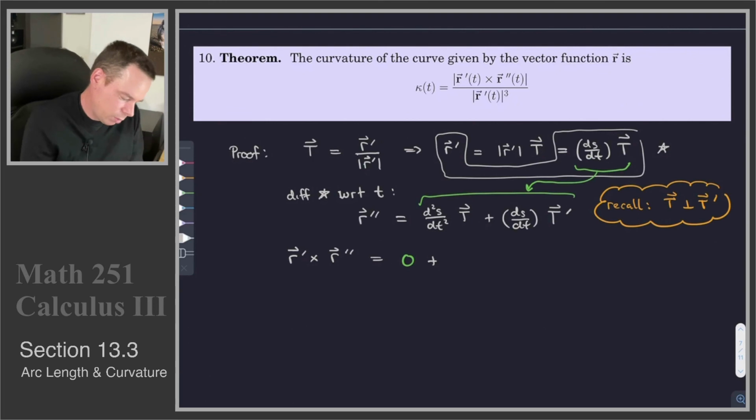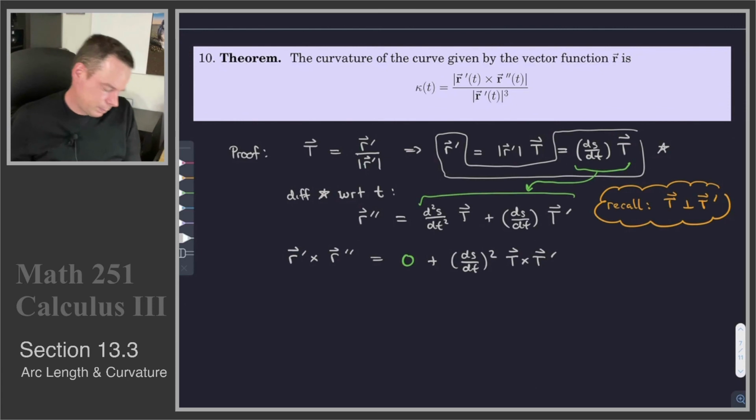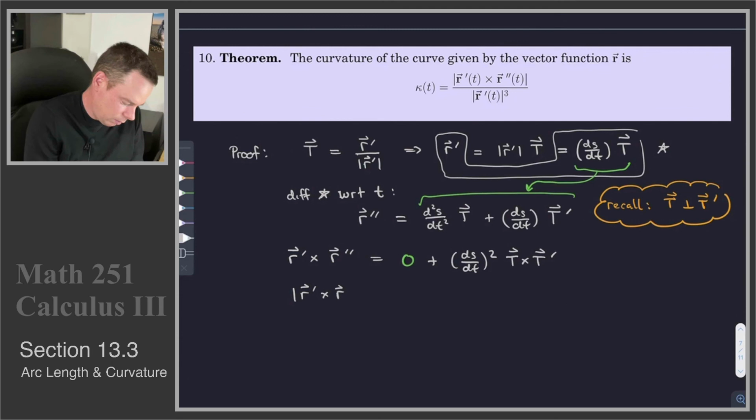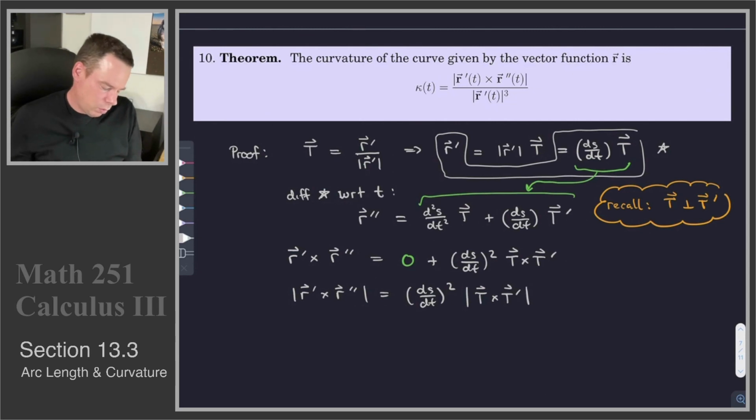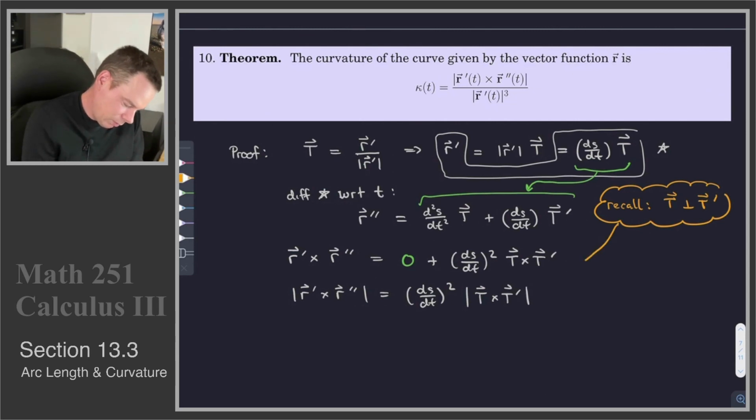Plus the cross product of the other two vectors. The scalar can come out front as a square, and then we get a T cross T prime. And so now I can take the magnitude of that and see what happens. When I take the magnitude, I get a ds dt all squared, so that comes out front. And I got the magnitude of T cross T prime. And so this is where I'm using this fact right there to go to the next step.